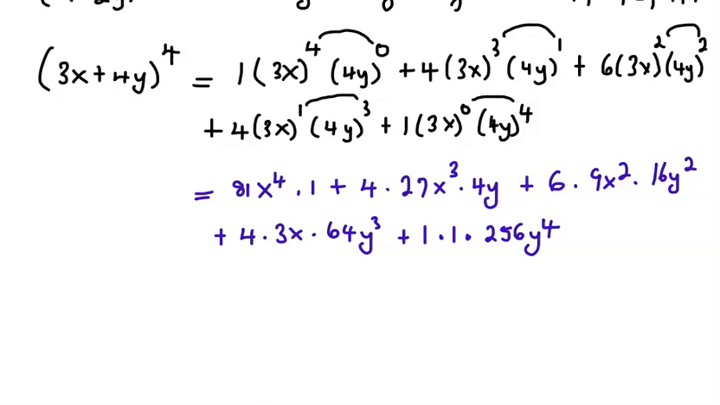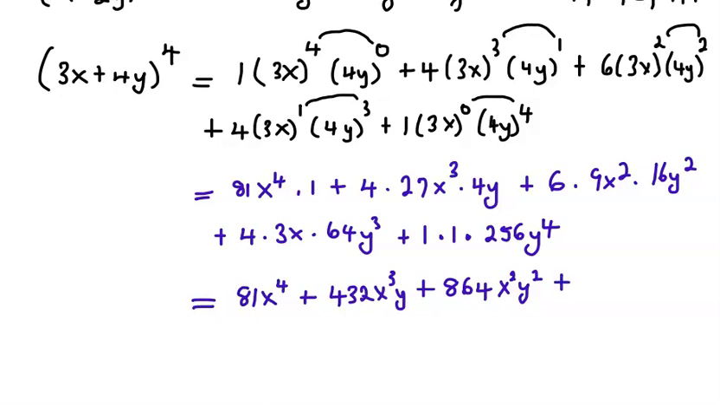Amazing. So now simplifying, let us simplify. 81x to the power of 4, that is what we have right over there. 81x to the power of 4 plus, so here 4 times 27 times 4, that will give us 432. So here we have 432. Remember we have x cubed and y. Then plus here 6 times 9 times 16, that will give us 864. Remember we have x squared, y squared.